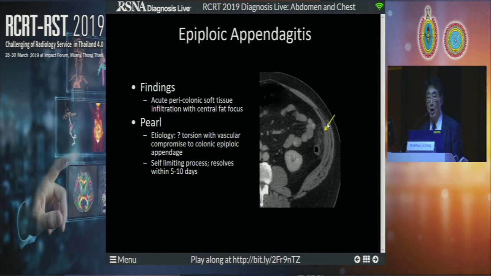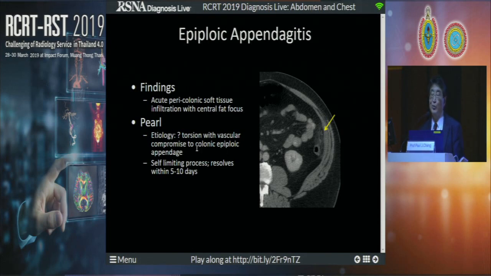This will respond to supportive care and resolve within a few days. You see this infiltrative case. Now, that's nonspecific on its own, right? Because you could have any sort of inflammatory process elicit this soft tissue infiltration. But the clue is its location, and in the center is this nidus of fat. So this is inflammation of the appendage, the colonic epiploic appendage.